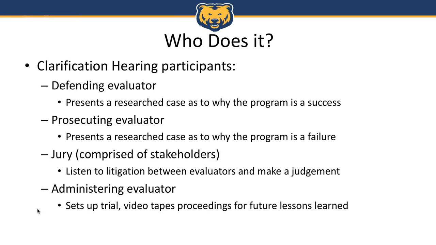So who does it? The participants, as previously mentioned: the defending evaluator, who is doing a research case as to why the program was a success. There's the prosecuting evaluator, making sure that the jury understands that the program has been a failure or needs to be tweaked or changed. There's the jury, typically comprised of stakeholders. They're listening to the litigation between the two evaluators and then eventually making a judgment. And then there's the administrating evaluator. This one sets up the trial and videotapes the proceedings for future lessons that could potentially be learned. And we'll get into setting up the trial in more detail in a minute.